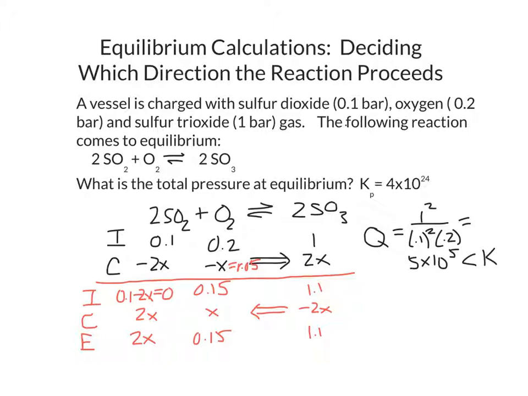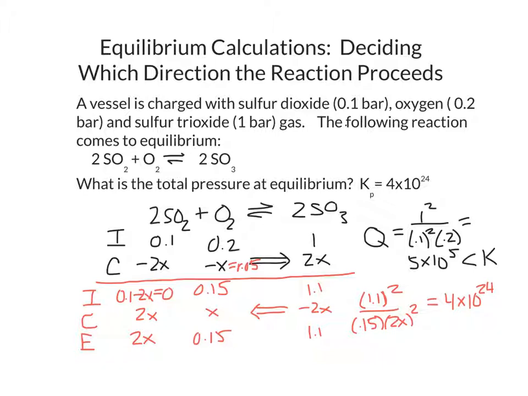And so I know that my equilibrium constant expression is the pressure of sulfur trioxide squared, so I'm going to have 1.1 squared, divided by the pressure of oxygen, divided by the pressure of SO2 quantity squared. So I'm going to have in the denominator 0.15 and 2x quantity squared. And that's going to be equal to my equilibrium constant, because I want to solve for what my equilibrium concentrations are.